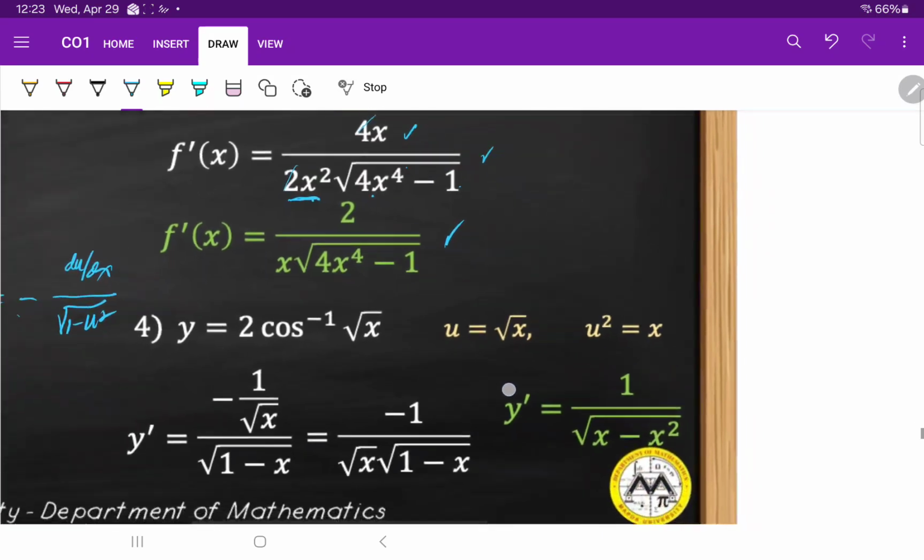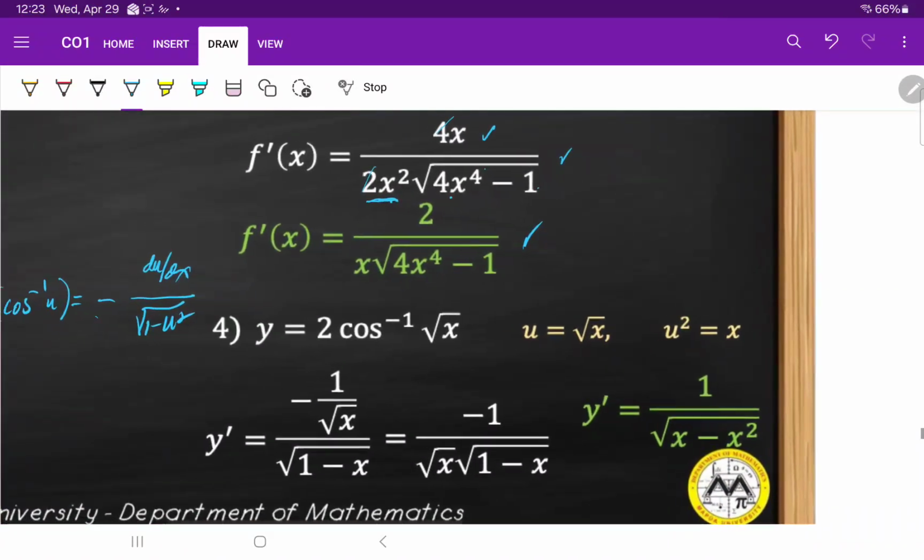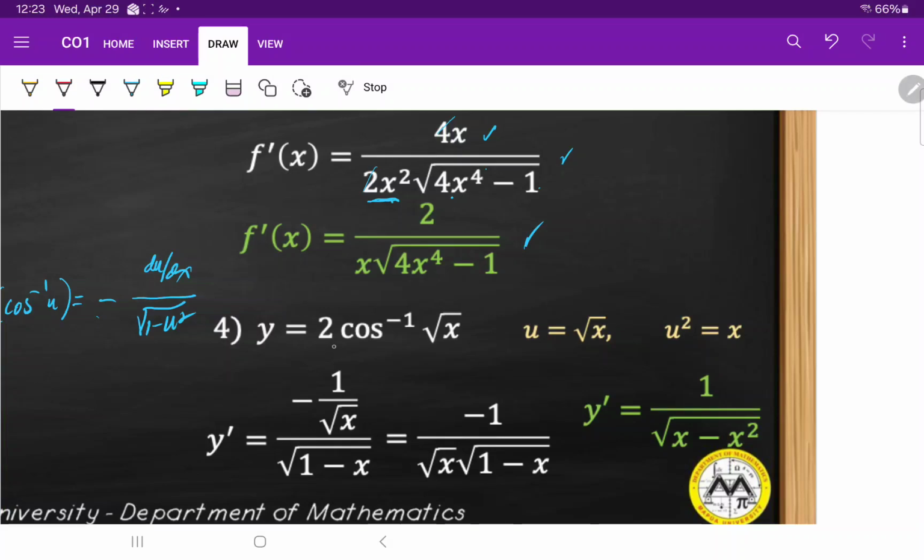And then the next one is again arc cosine. So here, we have a constant times this function. So what do we do to find the derivative? We copy the constant first. So there should be, y prime is, there should be a 2 here. 2 times, what should be in the numerator? It's du dx. So your u is this one.